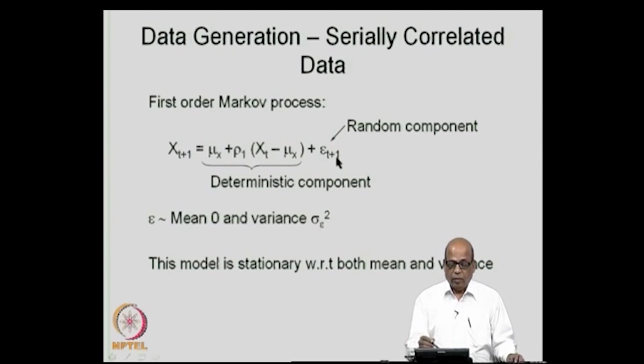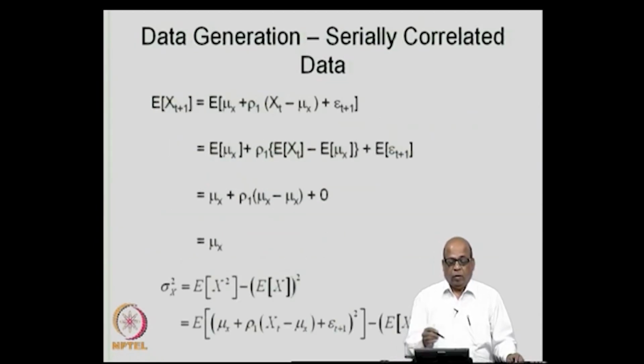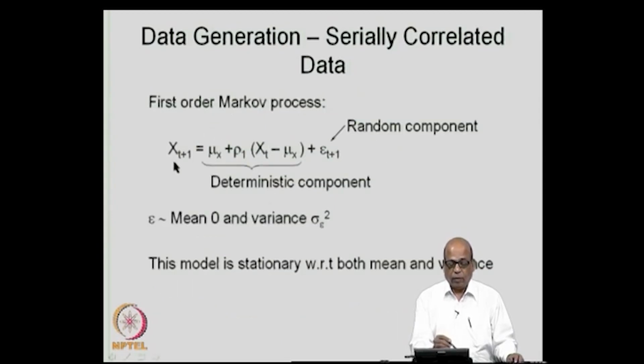Now, as I said, the properties of epsilon t plus 1 in this case are important. Epsilon t plus 1 must have a mean of 0 and the variance of sigma e square. So, for this process x t plus 1 given by this to have the same mean as mu x, what does it have to satisfy?